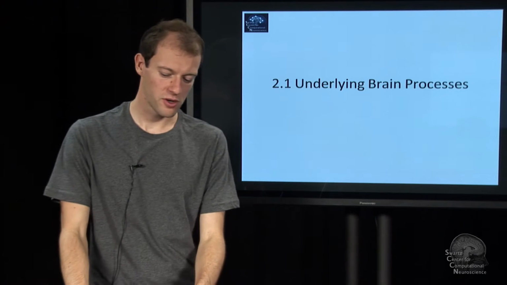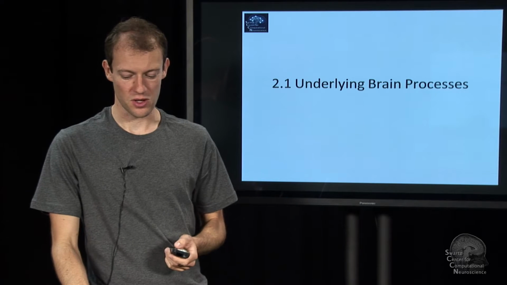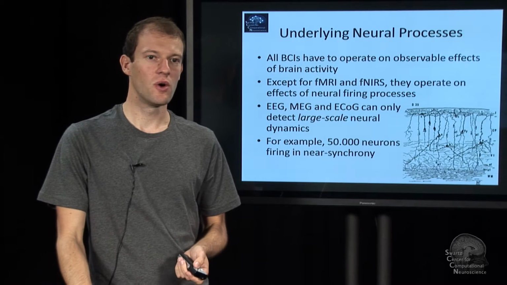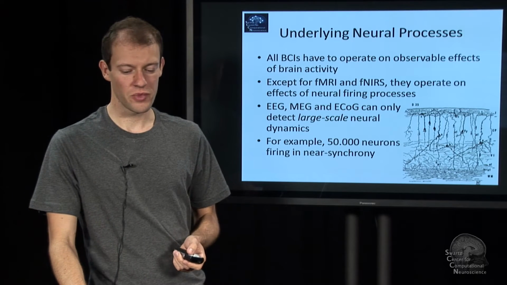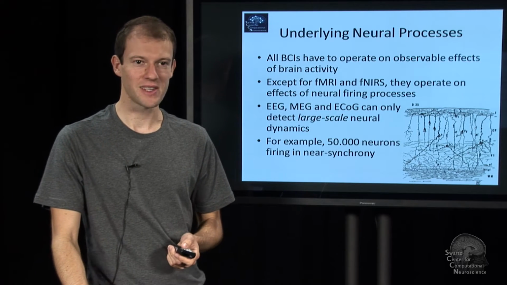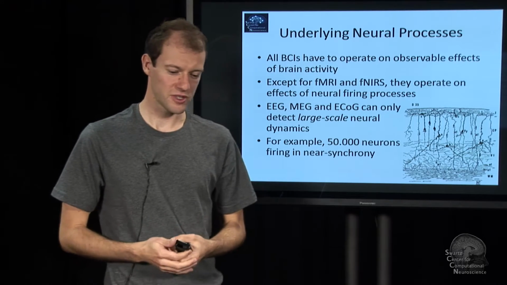So the first module of the EEG Basics lecture is on underlying brain processes of the EEG. Fundamentally, whatever your BCI is doing, at the end of the day, you have to operate on some effects that are actually observable from your sensors, right? Observable effects of brain activity.